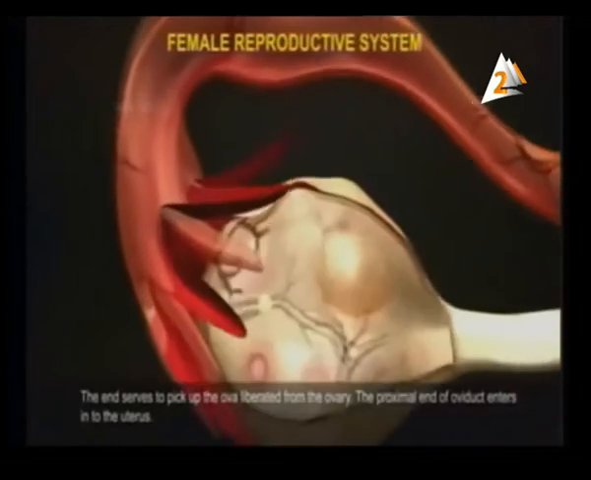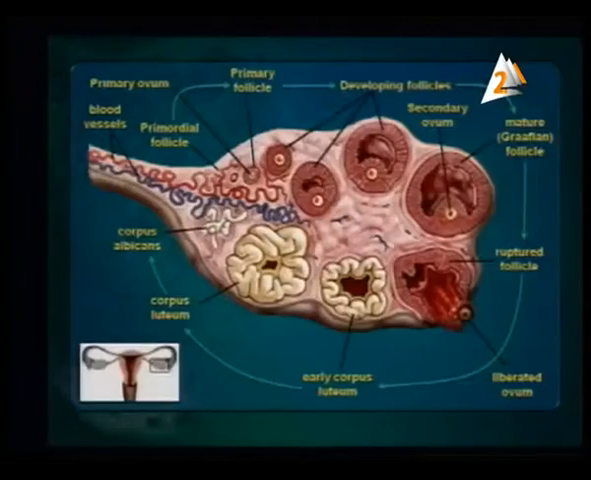Once this follicle releases the ovum, it changes into a body called the corpus luteum, after the release of the ovum. This corpus luteum degenerates during the first 4 months of pregnancy.